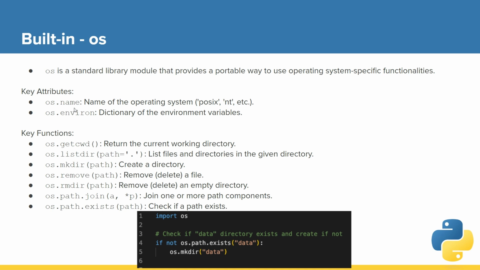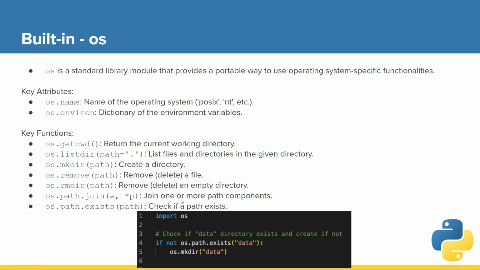So the os.name attribute will output the name of the operating system. NT will be Windows. That's just how it's defined. os.environ is a dictionary of the environment variables. And key functions: getcwd returns the current working directory, listdir lists files and directories in the given directory, mkdir creates a directory, remove deletes a file, rmdir removes or deletes an empty directory.